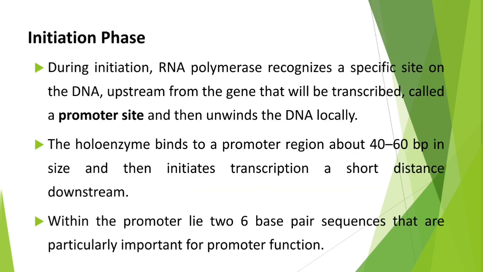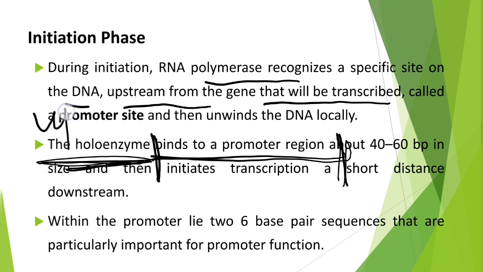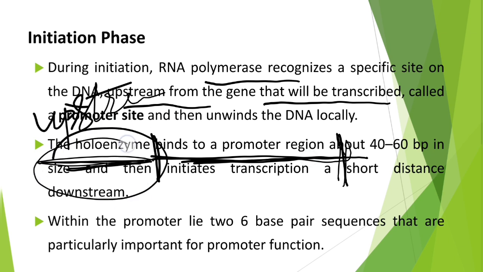Okay, next. Then initiation. During initiation or starting phase, RNA polymerase recognizes a specific site on DNA upstream from the gene that will be transcribed. Suppose this part is going to be transcribed. This part is called upstream. And this part is called downstream. So a specific promoter site is present here, upstream of this transcription region.